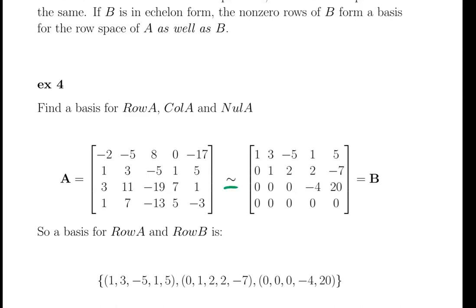So row reduction makes A equivalent here to B, and so a basis for the row space, as it says, is the non-zero rows. So the first, second, and third rows. Actually, that's a basis for the row space of both A and B.